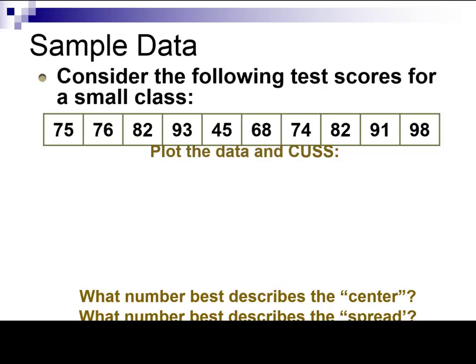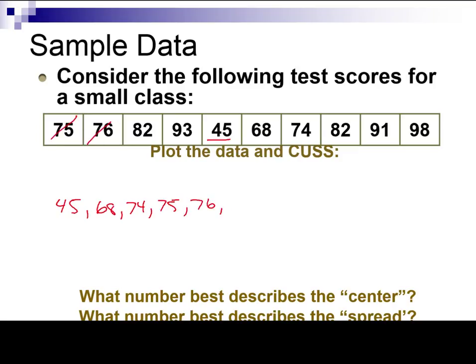So let's put these in order real quick. What's the smallest value up here? 74? 45. Oh yeah, I didn't even see that. So 45, 68, 68, 74, watch out, 75 and then 76. All right, cool.